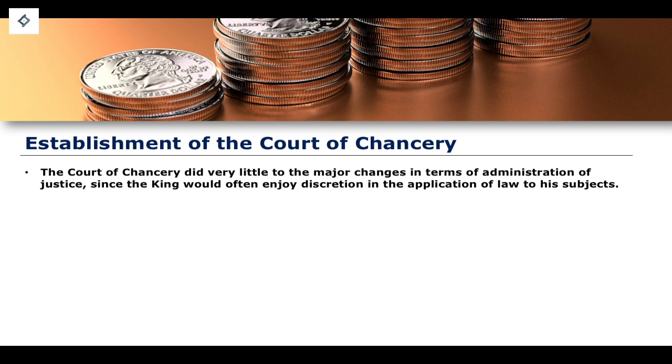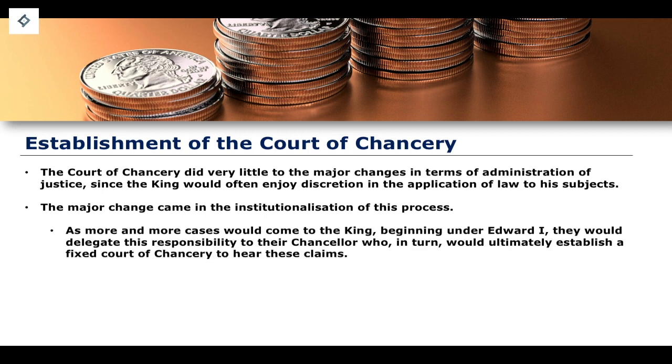Because before the Court of Chancery, the king often enjoyed the discretion in the application of law to his subjects. He would often step in and make claims on the basis of justice and the deliverance of justice in a particular case, which ultimately was what the Court of Chancery existed to do. The Court of Chancery was simply the institutionalization of this process. We know that from the reign of King Edward I, the duty to have this discretion in the administration of justice, in the application of particular cases, would ultimately be given from the king to the king's chancellor.